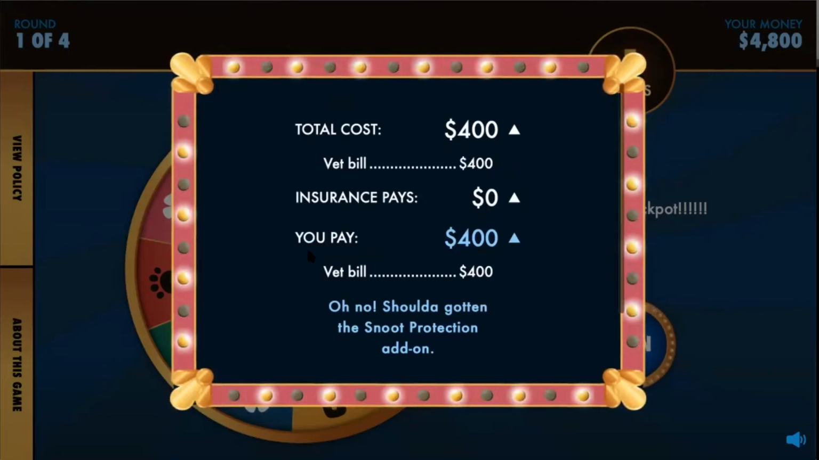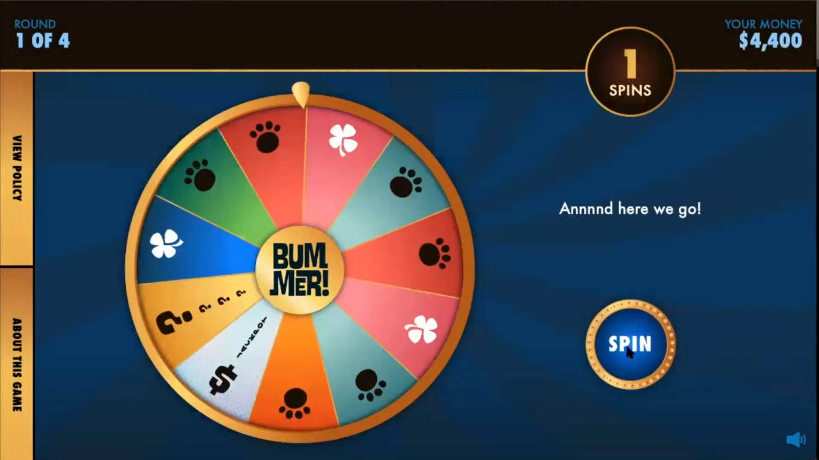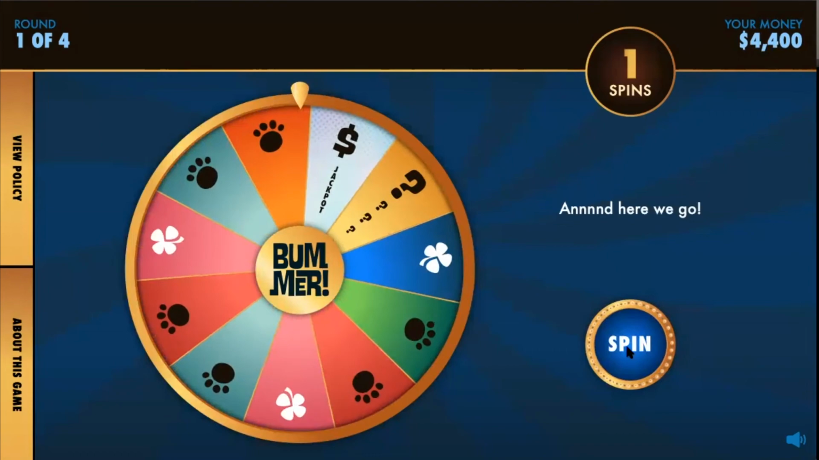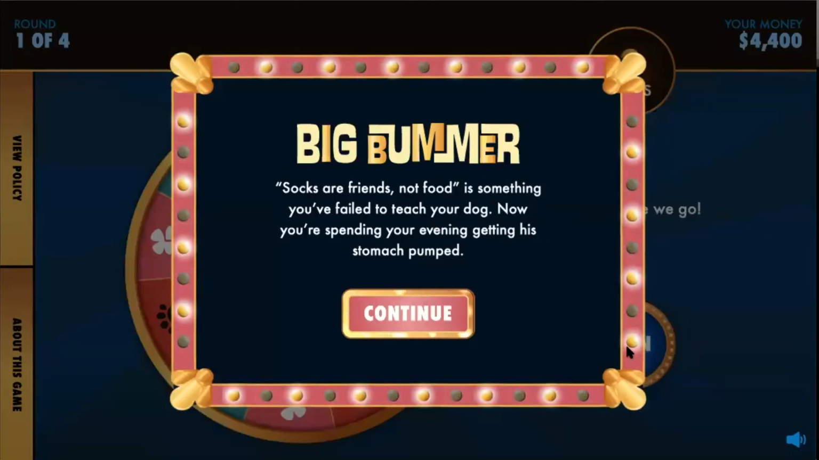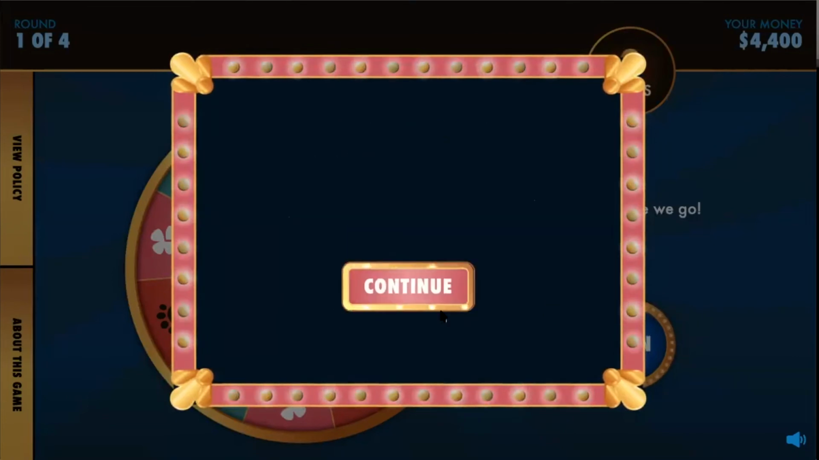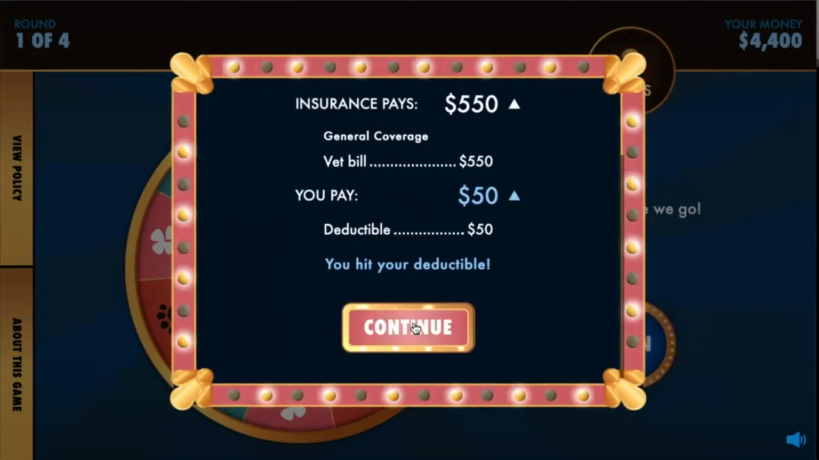Okay, continue on. One more spin. Oh, another bummer. So it's called bummer for a reason. Socks are friends, not food, is something you failed to teach your dog. Now you're spending your evening getting his stomach pumped. Oh, geez. Okay. So, vet bill is 600. My insurance paid 550. Very good. I hit my deductible, so fantastic. I'm glad I had that insurance.